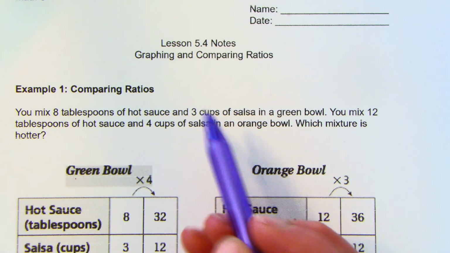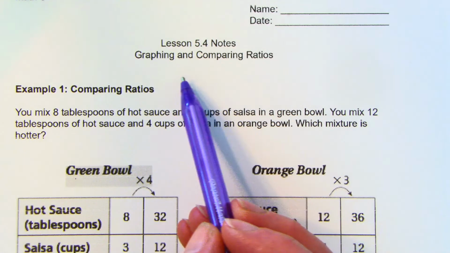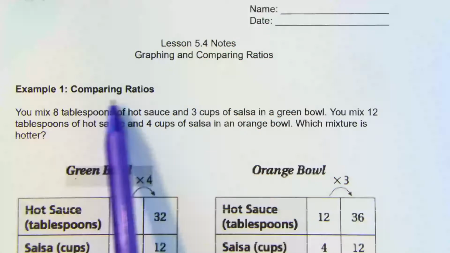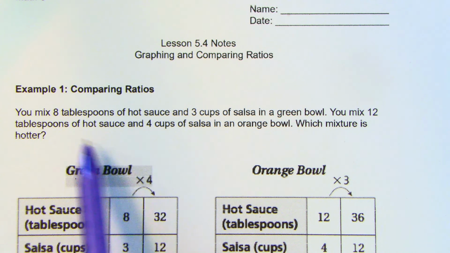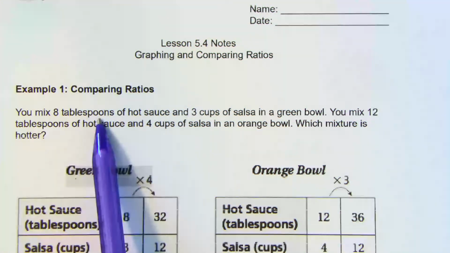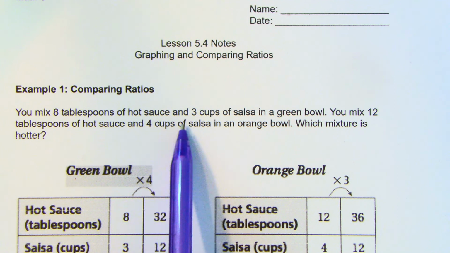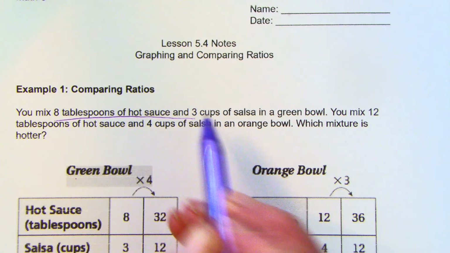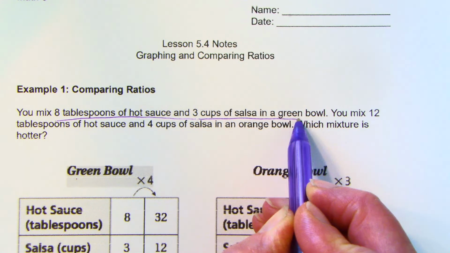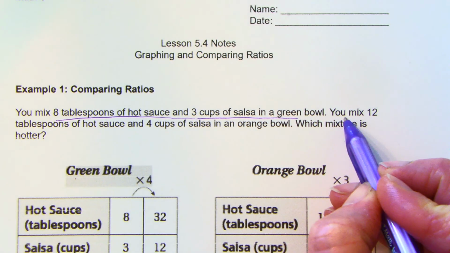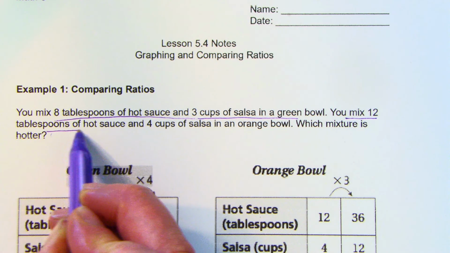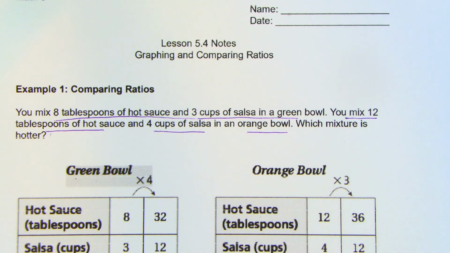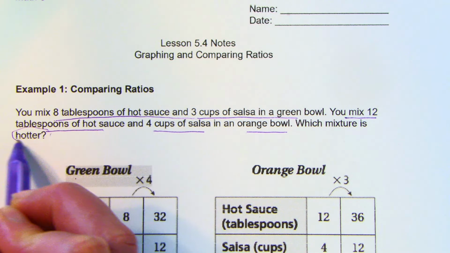So today we're going to be looking at the lesson 5.4 notes on graphing and comparing ratios. Example 1 says comparing ratios. The problem says you mix 8 tablespoons of hot sauce and 3 cups of salsa in a green bowl. And they're going to mix 12 tablespoons of hot sauce and 4 cups of salsa in an orange bowl. And we want to know which one is hotter.